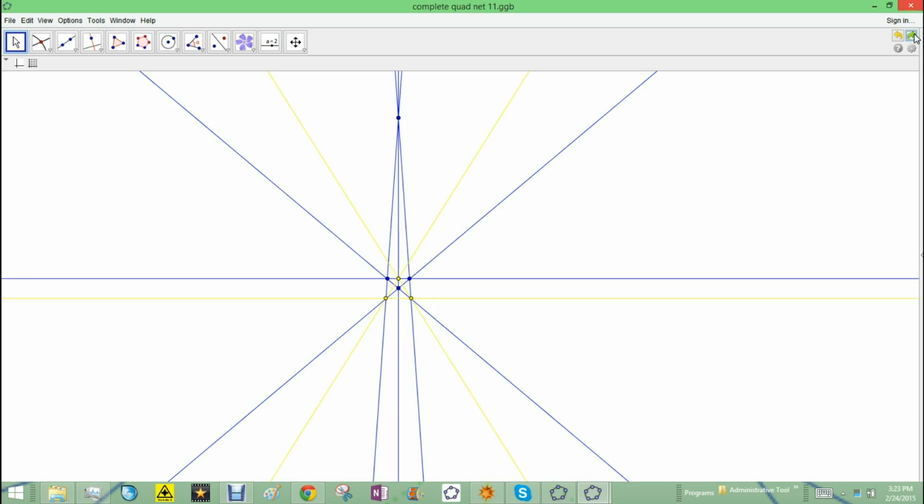Quadrangle means 4 points. Quadrilateral means 4 lines. So actually I'll just call it the 4 point and the 4 lines. It's more English. So we draw a diagonal triangle. We see where this meets lines from the original 4 point. Let's mark those out.